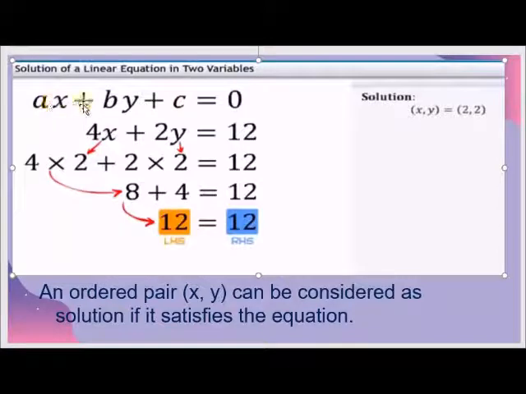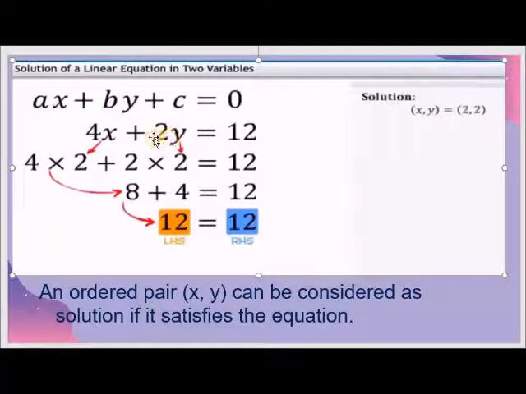Our linear equation is of the form ax plus by plus c is equal to 0. So let's take an example: 4x plus 2y is equal to 12. So this is an example of a linear equation in two variables, because here the degree is 1, and we are having two variables. And this we can write in this way also: 4x plus 2y minus 12 is equal to 0. So this is a linear equation in two variables.